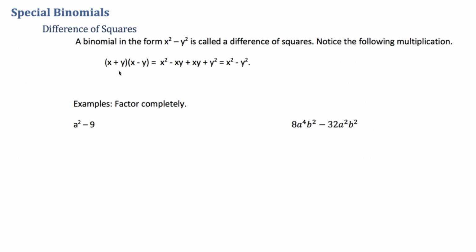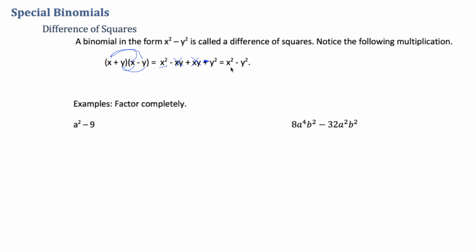We're going to multiply this out. This multiplication here, we did multiplying in the first lesson, so x times x is x squared, x times negative y is minus xy, so that's this one, and then y times x is plus xy, and y times negative y is minus y squared. There should be a minus here. These two are opposites, so that becomes 0, and we just have x squared minus y squared.